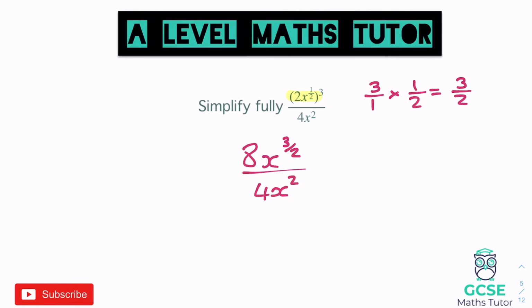So looking at the numbers, we've got 8 divided by 4. 8 divided by 4 is 2. And then we are dividing with these powers of x. So when we're dividing, we take away the powers. So we've got 2x to the power of something. We just need to figure out what that is.